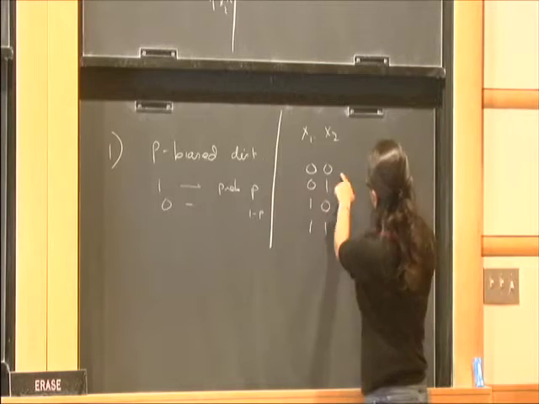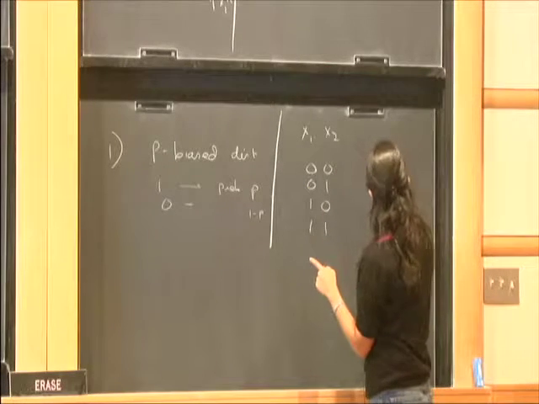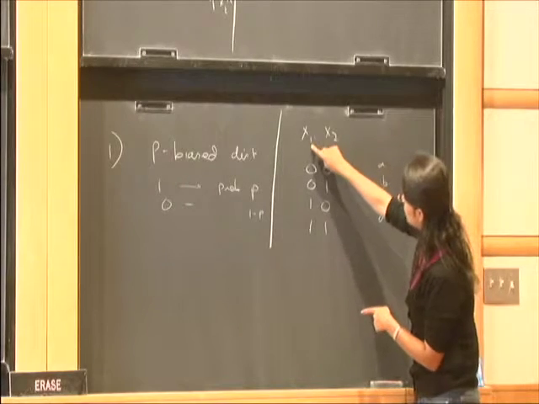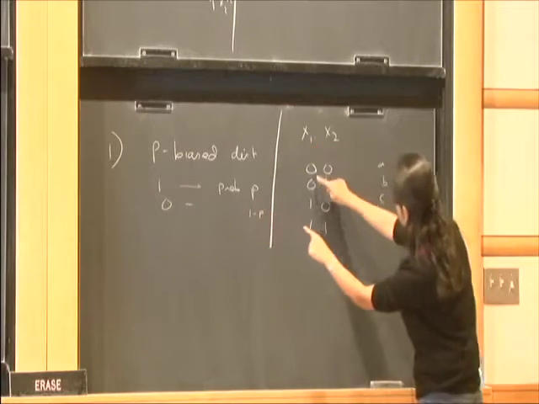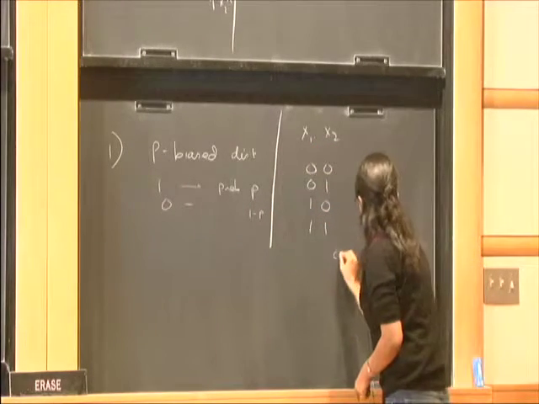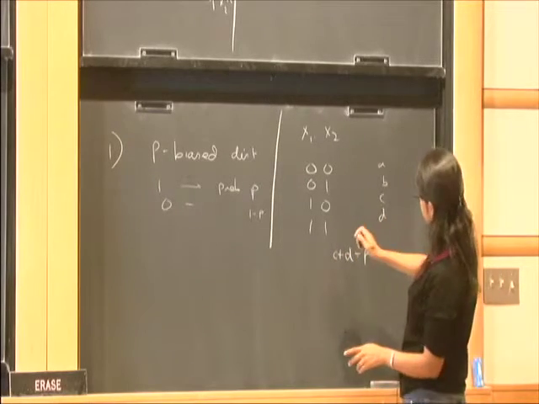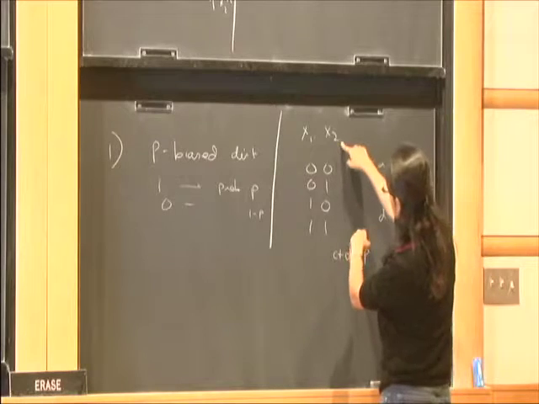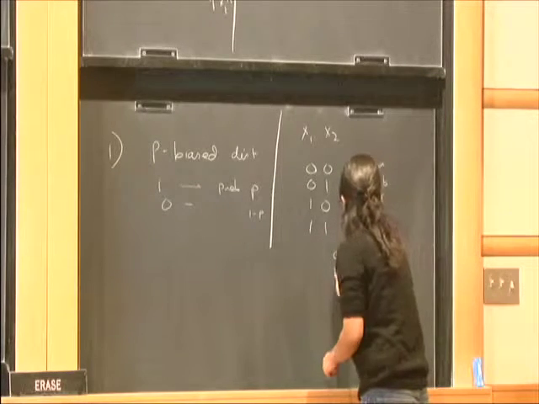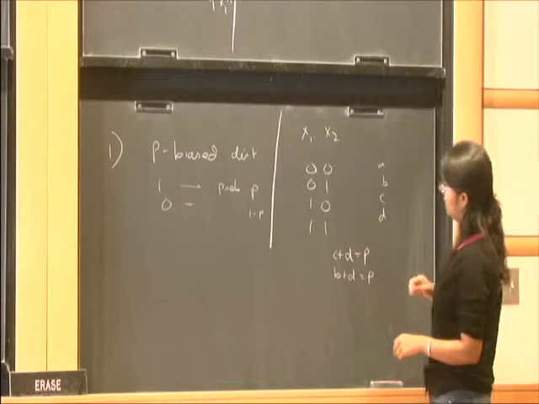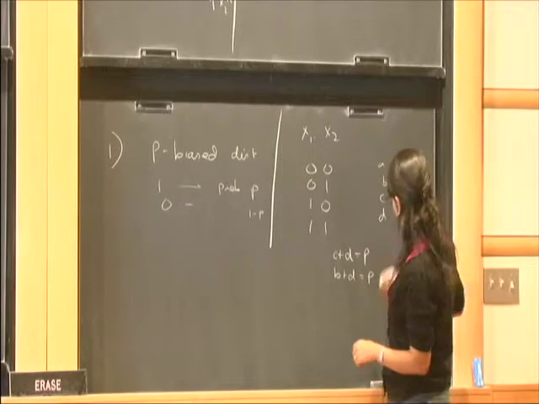So say the probability of 0, 0 is A, and the probabilities of the others are B, C, and D. I know that the probability of x1 being 1 should be P. So I know that C plus D should equal P. That's one constraint I have. And x2 has to be 1 with probability P, so I know that B plus D equals P. Then you can make B equal to C, by symmetry.